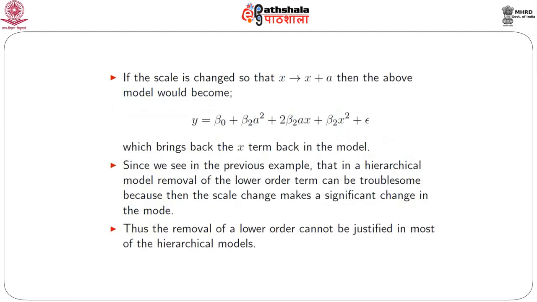Now, if the scale is changed so that x now becomes x plus a, then the above model would look like y equals beta naught plus beta 2 times a square plus 2 beta 2 times a x plus beta 2 times x square plus epsilon. As you can see, this scale transformation now brings back the term x into the model. Since we see here that in the hierarchical model, removal of a lower order term can be troublesome because then the scale change makes a significant change in the model. So, removal of a lower order term cannot be justified in most hierarchical models.